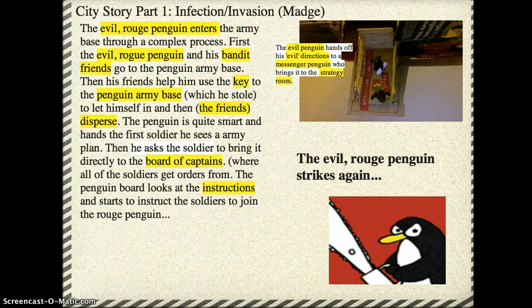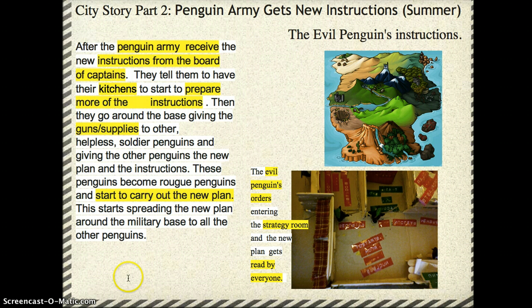At the strategy room, or the nucleus, they look at the instructions and decide that they're from the board of captains, like the board that controls the army base, and they decide to follow them. The instructions tell them to join the rogue army base. Here's the rogue penguin. And on to Summer.